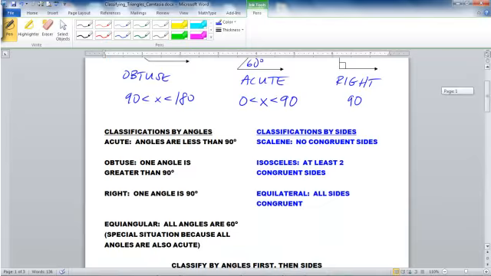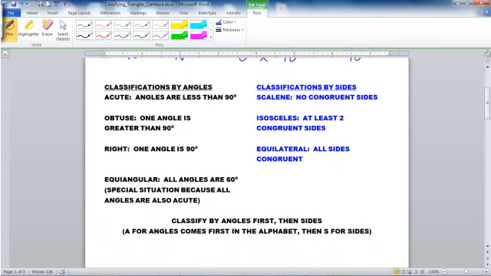Alright, here's the setup for the classifications by angles and then by sides. So acute angles are less than 90 degrees. There they are, all nice set up for you. Obtuse, one angle is greater than 90 degrees in a triangle, and then a triangle that is right has one angle that is 90 degrees. We also have equiangular, which is all the angles are 60 degrees. This is a special situation because all the angles are also acute. So it's kind of a double name for that one.